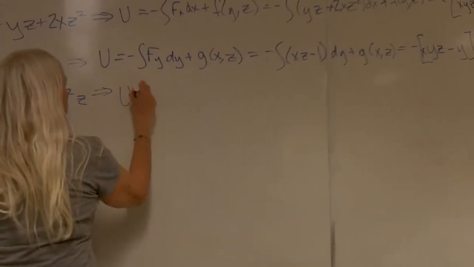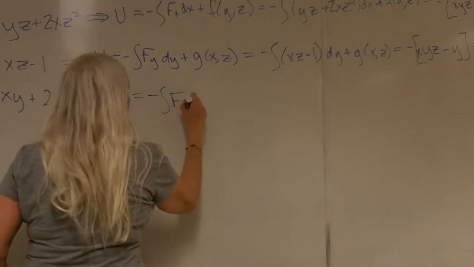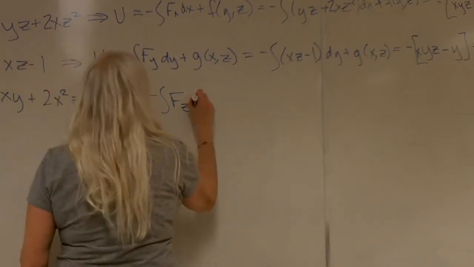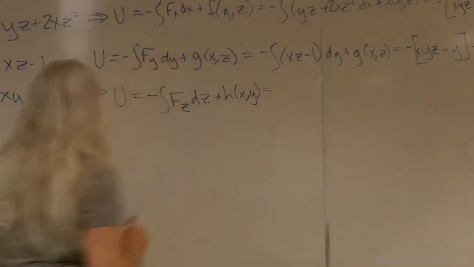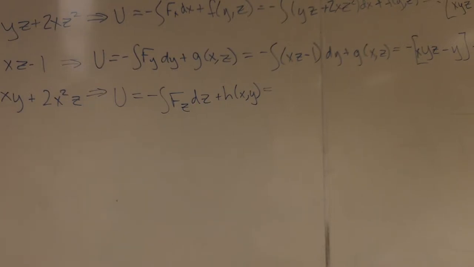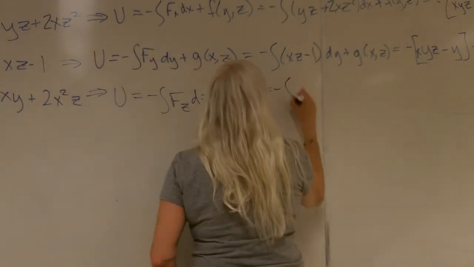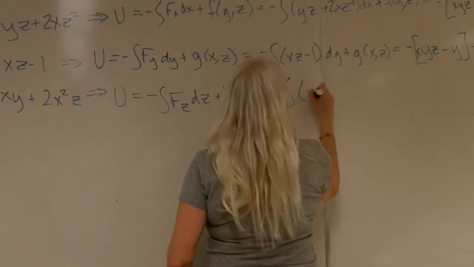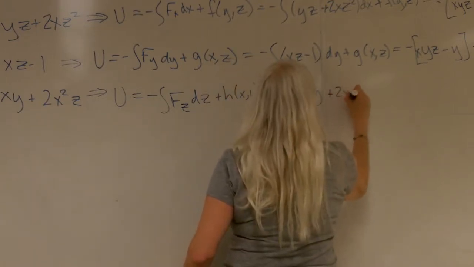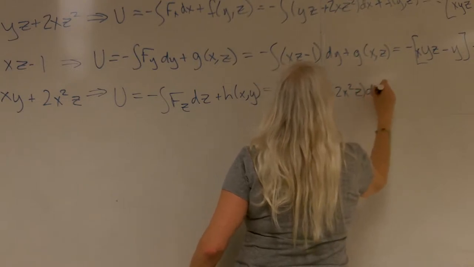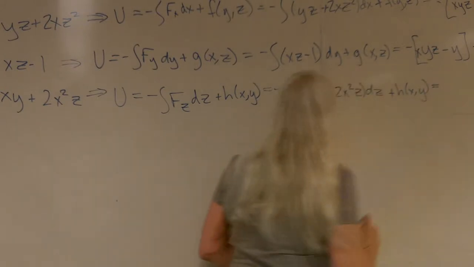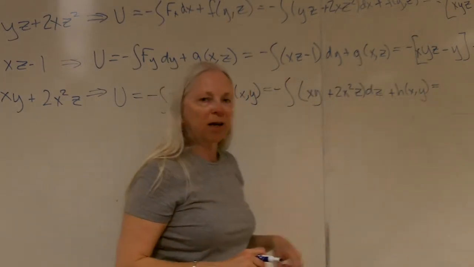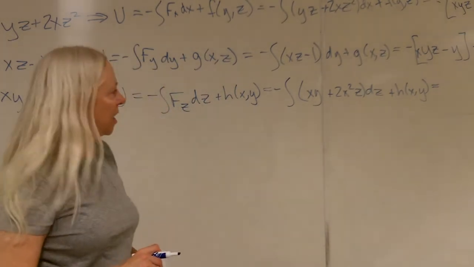Okay? The third equation says that u is equal to minus the integral of f sub z dz plus h of x and y. So let's plug in for f sub z this expression here. So minus the integral of the quantity xy plus 2x squared z dz plus h of x and y. So again, when we do this integral, we're integrating with respect to z. Just treat x and y like constants.